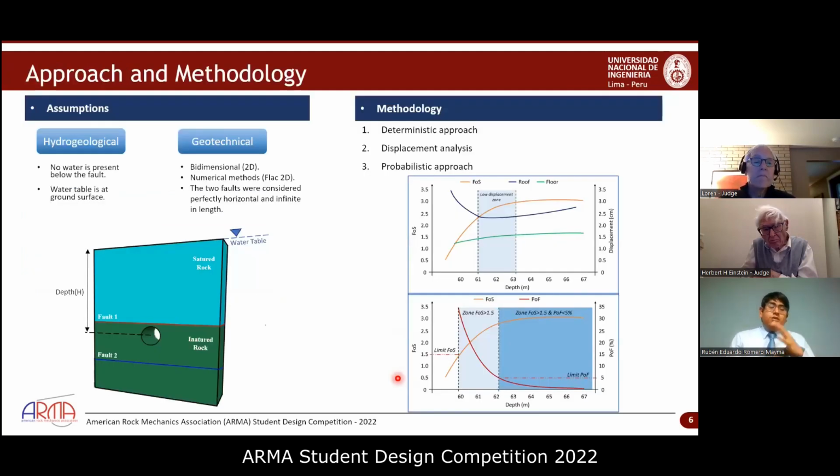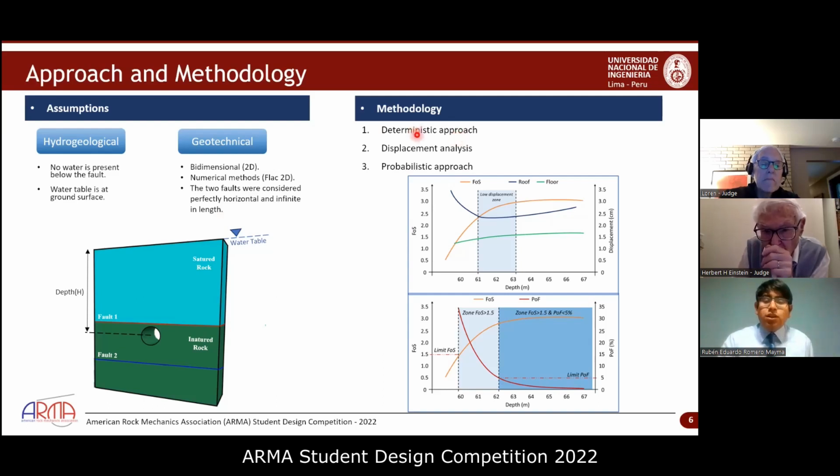The assumptions for our analysis are related to the hydrogeological and the geotechnical model. For the hydrogeological, the water is not present below the first fault and the water table is at the ground surface. For the geotechnical, a bidimensional analysis was conducted with numerical methods, in this case, in the software FLAC2D, and the two faults were considered perfectly horizontal and infinite in length.